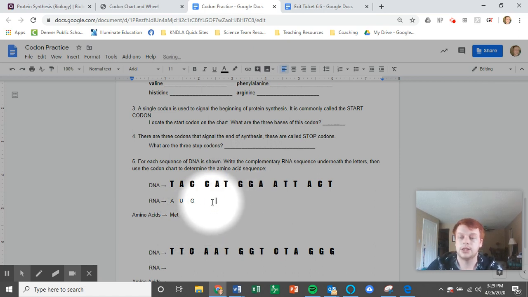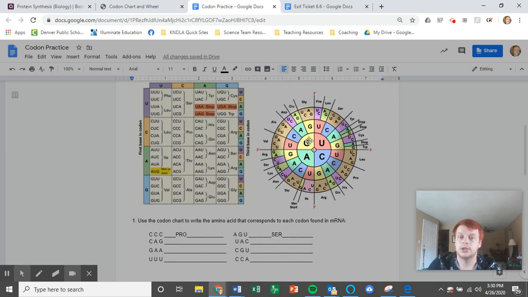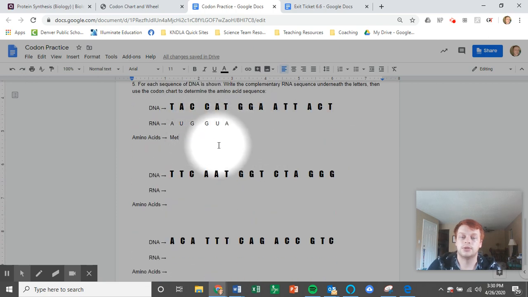Now we're going to do the same thing for this next strand. So if we look, we have a C. Remember that pairs with G. We have an A that pairs with U. And we have a T which pairs with A. So we'll use the wheel for this next one. We've got GUA, G to U to A gives us VAL. So we would just type that right here.